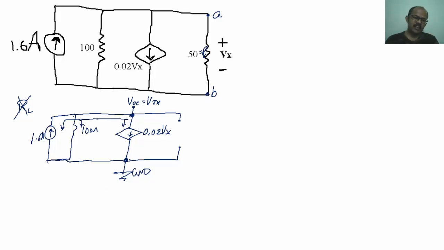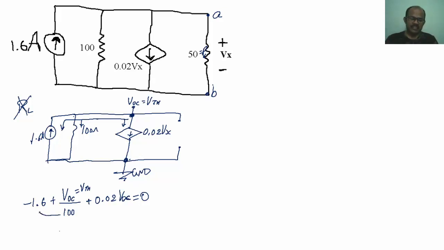Let me talk about this current. This current is opposite to that of 1.6, so I will get minus 1.6, plus this current is voltage divided by impedance, nothing but VOC divided by 100. You can write it as VTH also, so VOC equals VTH in this case, plus this current is 0.02 times Vx, which is equal to 0. This voltage is the same as VOC or VTH, so I can replace Vx with VOC.